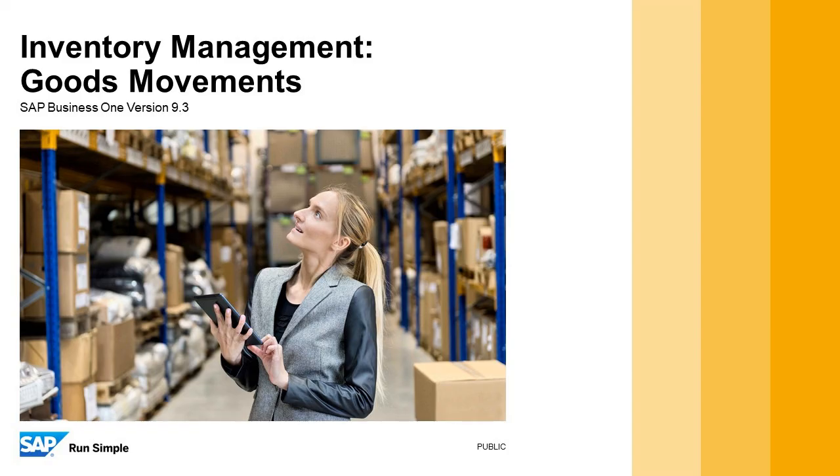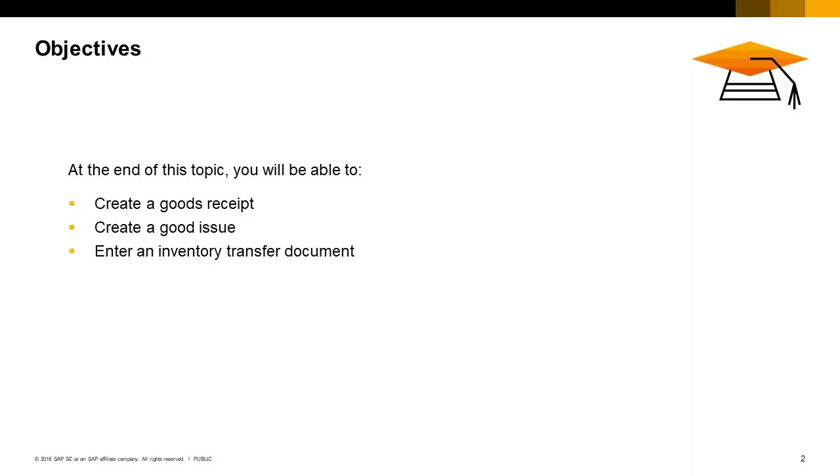Welcome to the inventory management topic on goods movements. In this topic, we will look at how to move goods in, out and between warehouses. You will learn how to create goods receipts and goods issues. You will see how to create an inventory transfer document to move items between two warehouses, one of which is managed with bin locations.